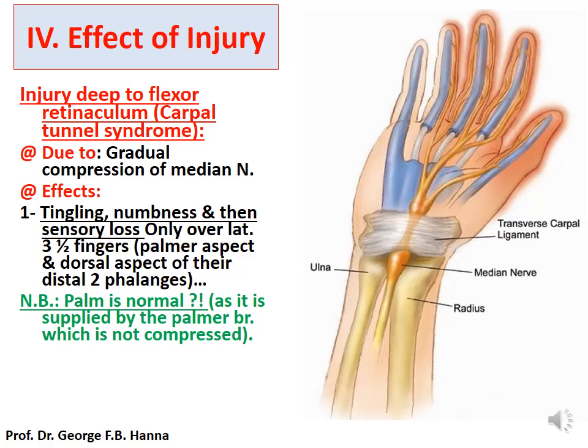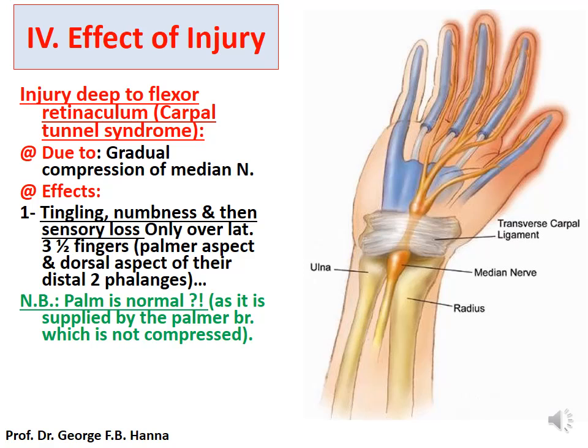This syndrome is characterized by the position of fat and fibrous tissue deep to, not superficial to, the flexor retinaculum, therefore compressing the median nerve. The effects of carpal tunnel syndrome, or median nerve injury deep to flexor retinaculum, are at least two.